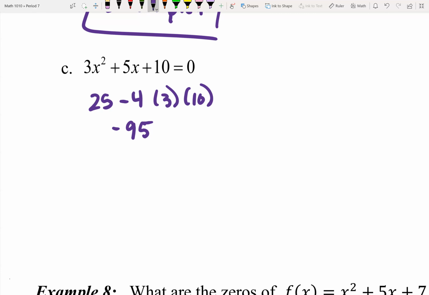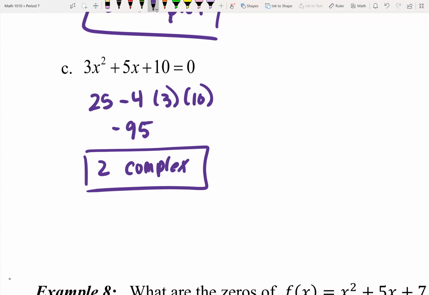Real or imaginary, everybody? Imaginary. But we don't write imaginary. What word do we write, guys? I need everybody. Complex. And everybody tell me how many? 2. Because of the plus or minus.